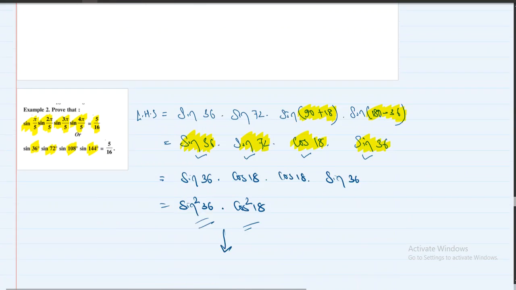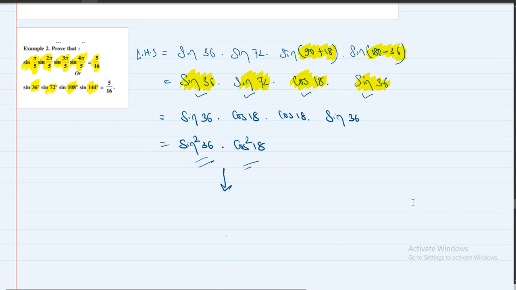The next question: we have to prove that sin pi by 5 multiplied by sin 2 pi by 5, sin 3 pi by 5, sin 4 pi by 5 is equal to 5 by 16, or sin 36, sin 72, sin 108, sin 144 is equal to 5 by 16. One and the same thing. Pi by 5 is 36, 2 pi by 5 is 72, 3 pi by 5 is 108 and 4 pi by 5 is 144. So what I've done over here is I've written sin 108 as sin of 90 plus 18, and sin 144 as sin of 180 minus 36.